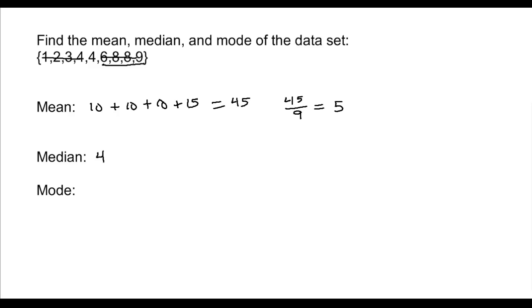Alright, the last one is the mode. Which one occurs most often? Well, I know that 4 occurs twice and 8 occurs twice. So that makes this data set bimodal, which means we have two modes, 4 and 8. There you go.